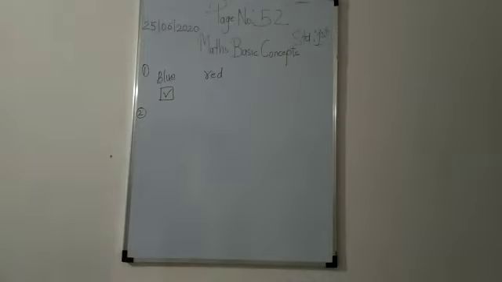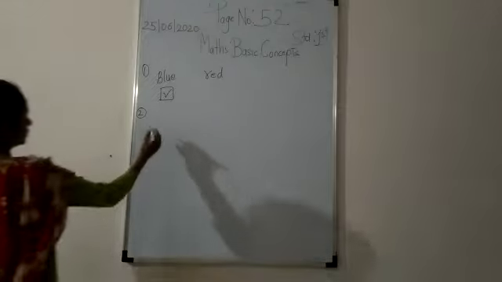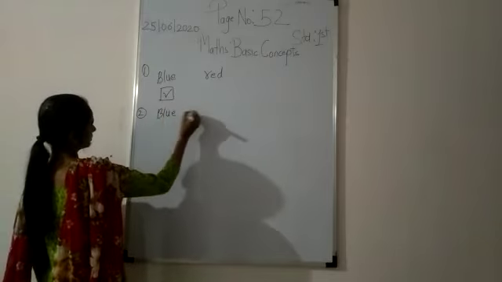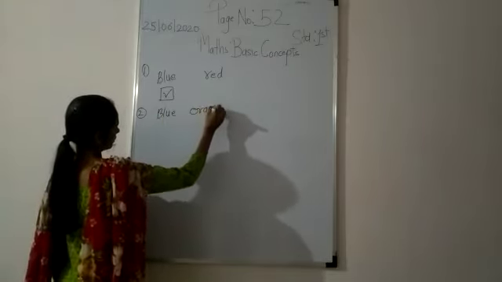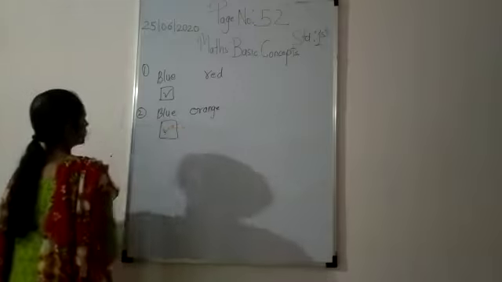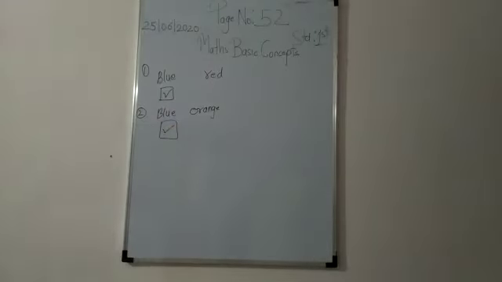Second is, take the smaller bag. See, there are two bags. One is a blue bag and one is an orange bag. So, we need to take the small bag. The small bag is the blue bag. See, again the blue bag. It is small in size. So you need to take the blue one. Turn the page. Page number 54.